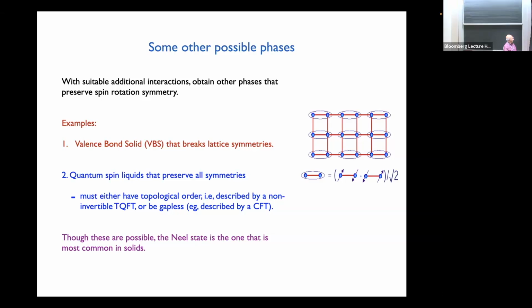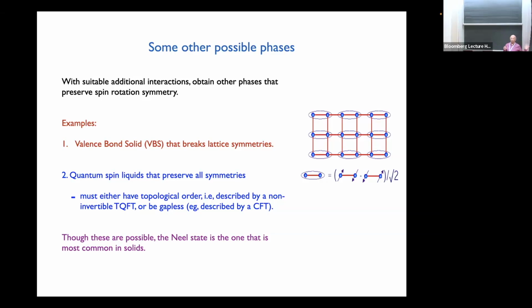But the Neel state is by far the one that is common in solids, that occurs all the time. People routinely do experiments where you see the Neel state. Are the other states actually seen in materials? There is some weak evidence that you might see a valence bond solid in some materials. On the square lattice, there's no material that has been proposed as a candidate for a spin liquid so far.